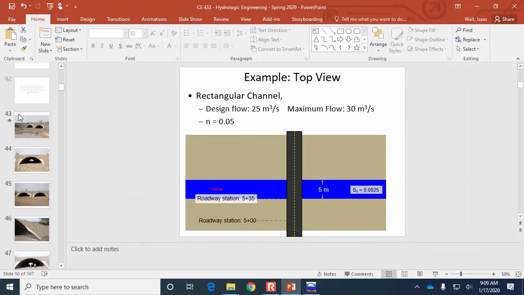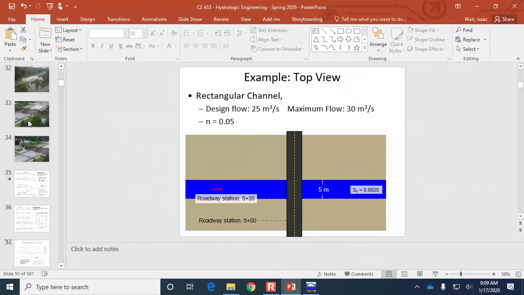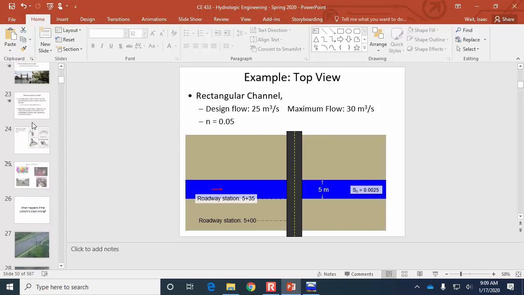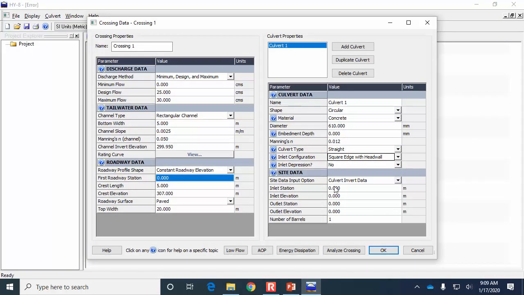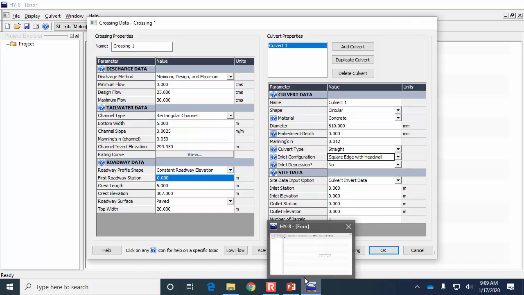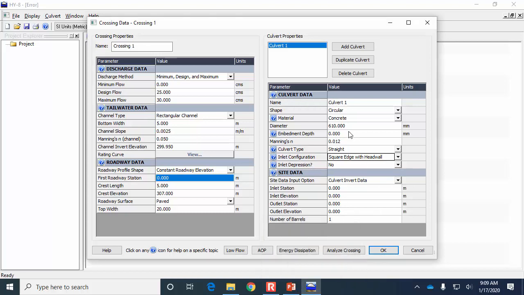Let's see if this is finished auto-saving. It'll let me come back to some of the images from before. Yeah, all right, so this is mitered, for instance. This has a head wall because it's like a concrete slab that surrounds the opening of the pipe, or if it's just projecting straight out. So let's just say, for instance, that it has that square edge with a head wall and there's no inlet depression, meaning like a sill upstream to collect sediment. These three, inlet configuration, inlet depression, are pretty minor. They don't have huge effects on the flow capacity.